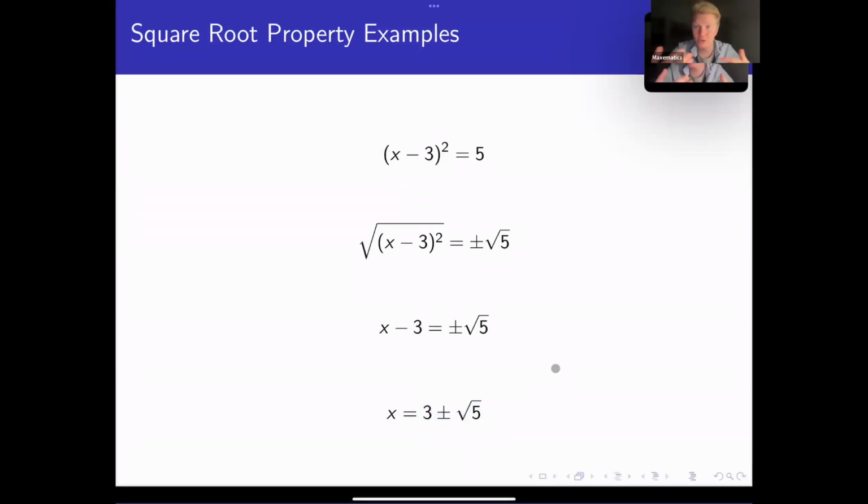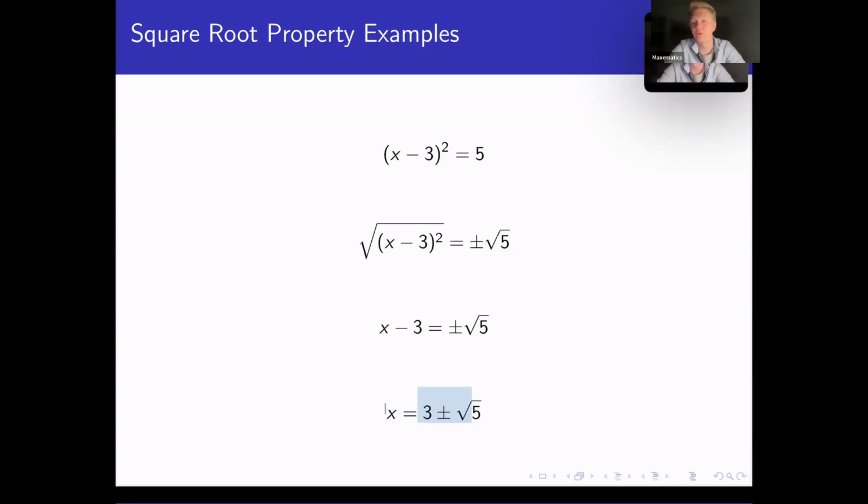Also, you'll note that I don't use decimals in a lot of situations because in general, decimals aren't necessarily always exact. For example, if you plugged in 3 plus square root of 5 into your calculator, you would get a really ugly irrational number that at some point you need to round. So instead of doing the extra step of plugging this into your calculator and rounding, why don't we just say the answer is 3 plus square root of 5 and 3 minus square root of 5.